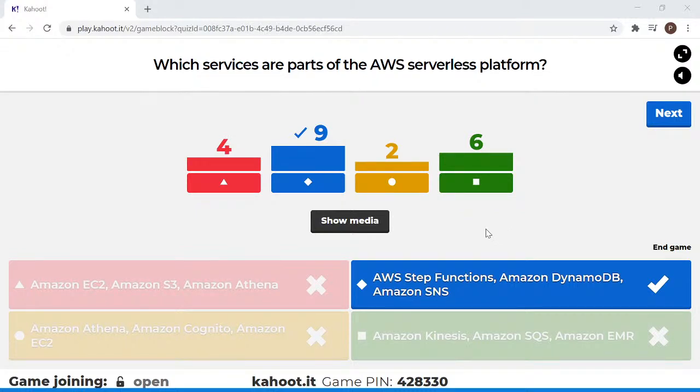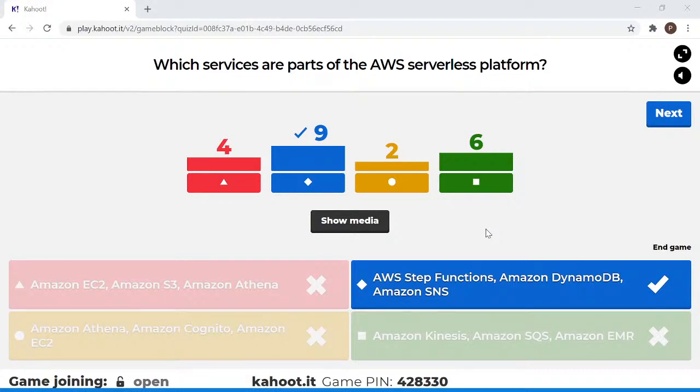Yep. So 9 of you got it right. It's a combination of AWS Step Functions, Amazon DynamoDB, and Amazon SNS. Serverless allows you to build and run applications and services without thinking about servers. It eliminates infrastructure management tasks such as server cluster provisioning, patching, operating system maintenance, or capacity provisioning. All of this is done by AWS.